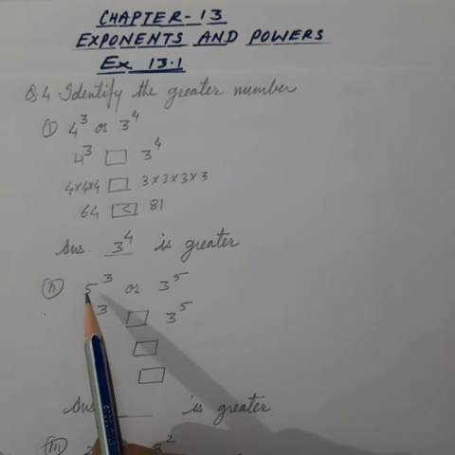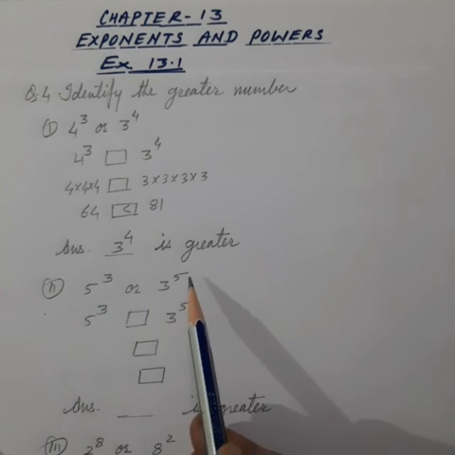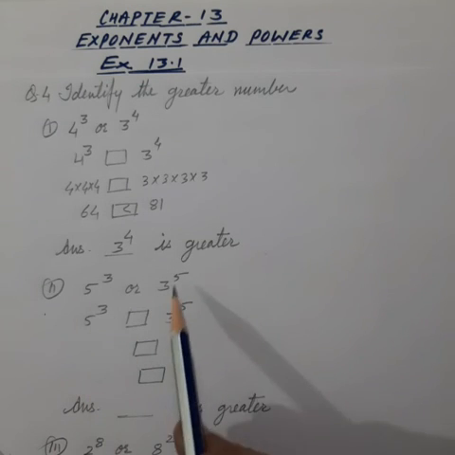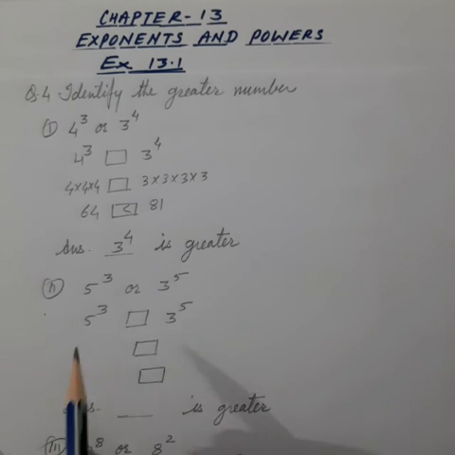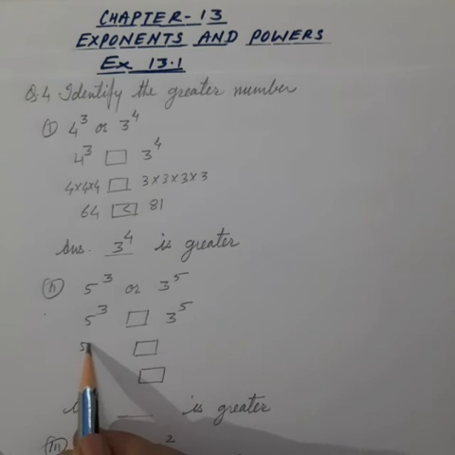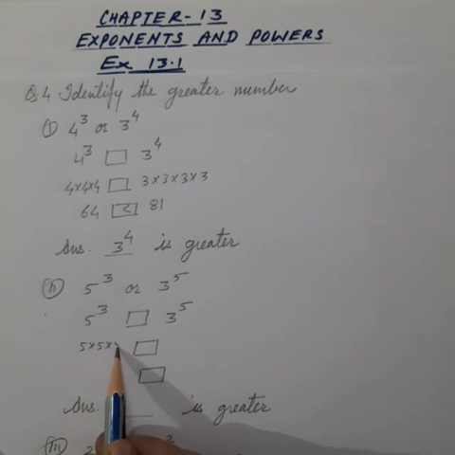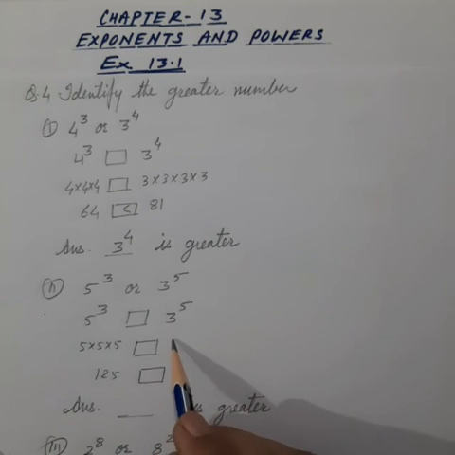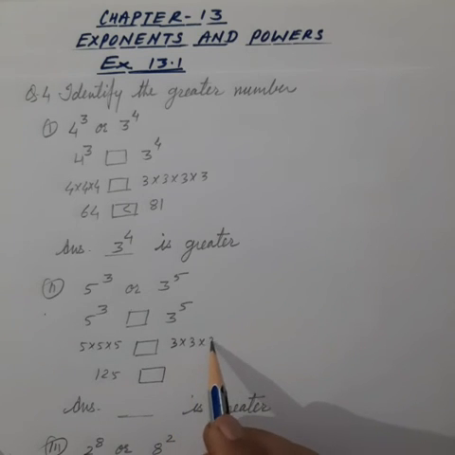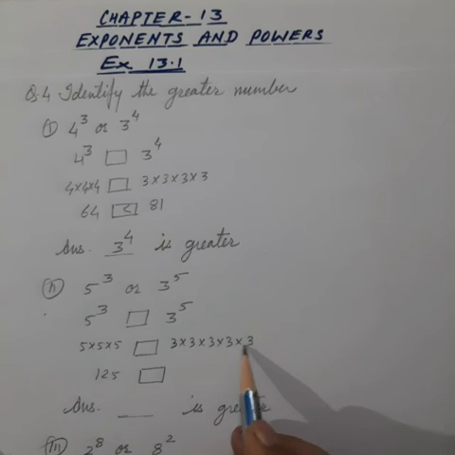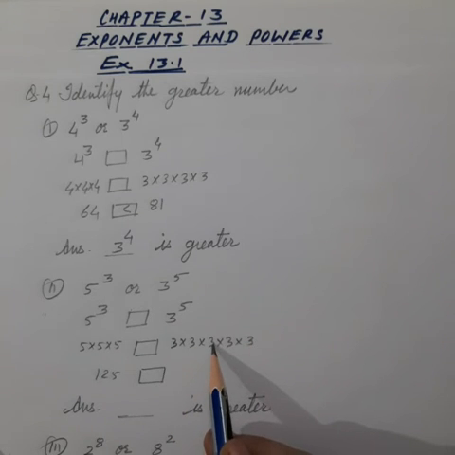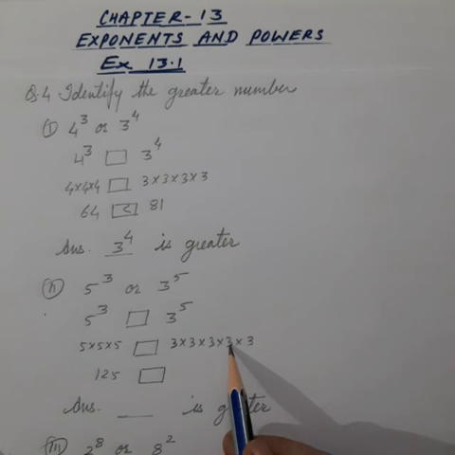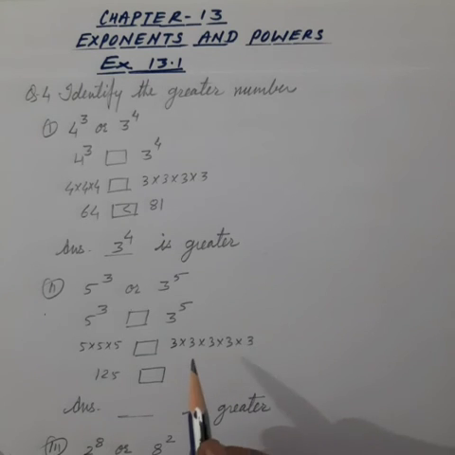Second, which is greater, 5 cube or 3 raised to the power 5? Find out the values of both the exponential notations. 5 cube means 5 is repeatedly multiplied by itself 3 times. 5 5s are 25, 25 5s are 125. 3 raised to the power 5: 3 is multiplied by itself 5 times. 3 3s are 9, 9 3s are 27, 27 3s are 81 and 81 3s are 243.